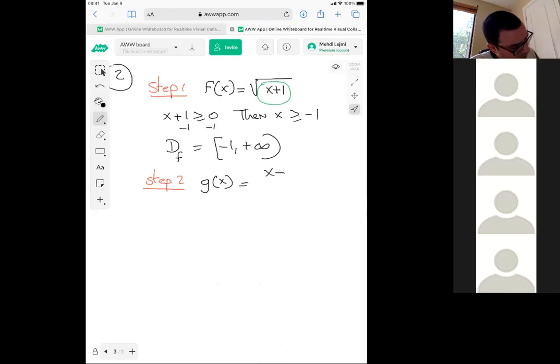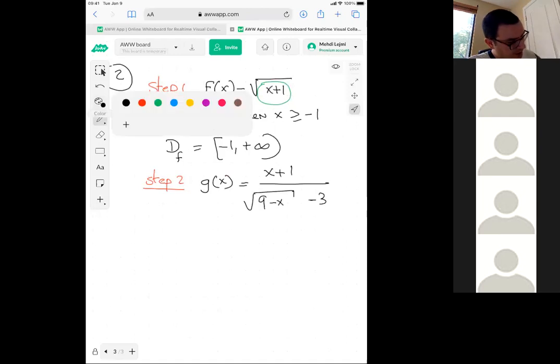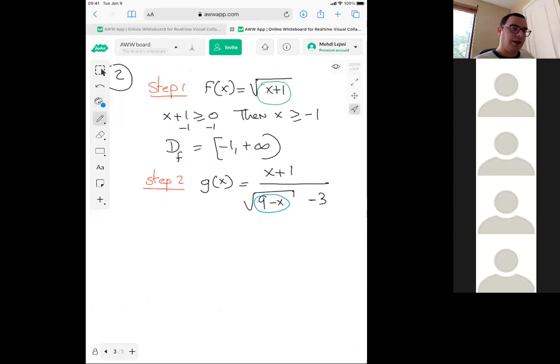So x plus 1 over square root of 9 minus x minus 3. So here, guys, there are two things. First, g is a fraction, so we need to solve the bottom is not equal to 0. And we do have a square root, which is the square root of 9 minus x. All right, so we have to solve 9 minus x larger or equal to 0.